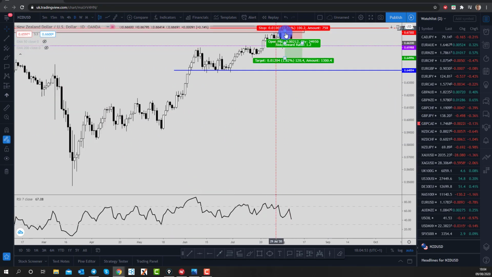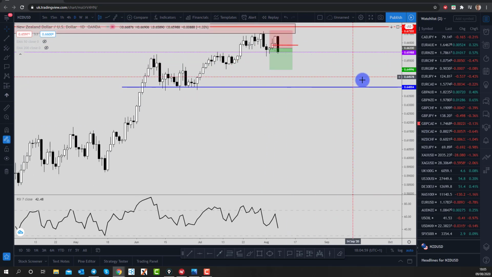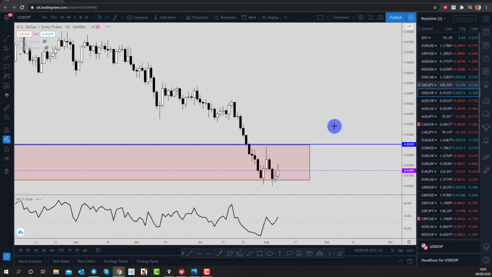But I really like what's going on here. Daily potentially forming that lower high, looking for price to push to the downside. So we'll definitely look for some add-on positions there.